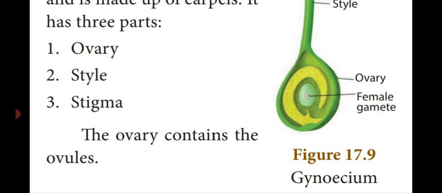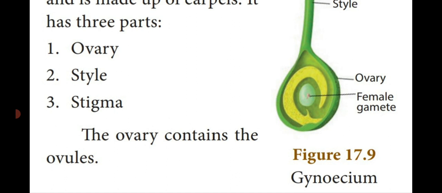What is that one? Ovules. These ovules are afterwards modified into seeds. Then the ovary part is afterwards modified into fruit. The ovary is modified into fruit. The ovules are modified into seeds.